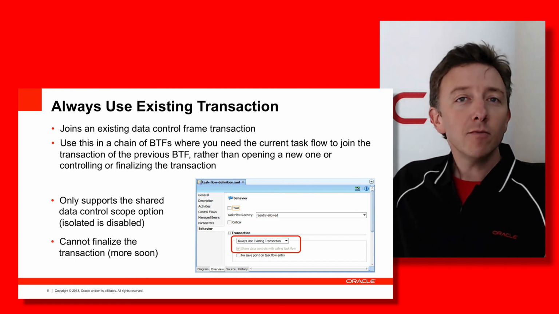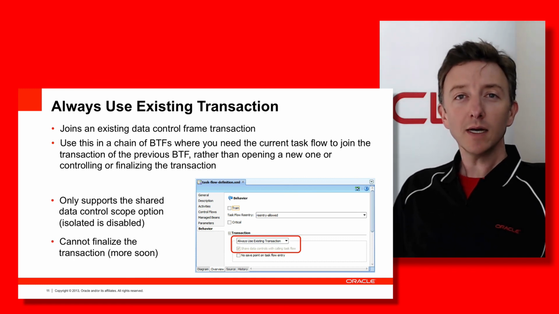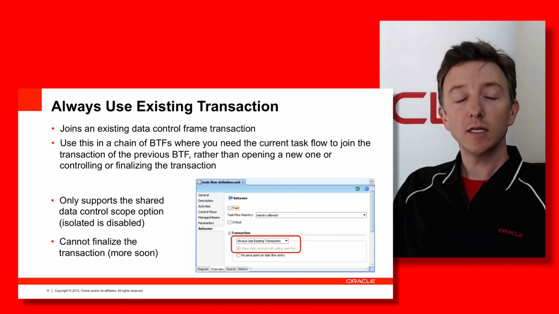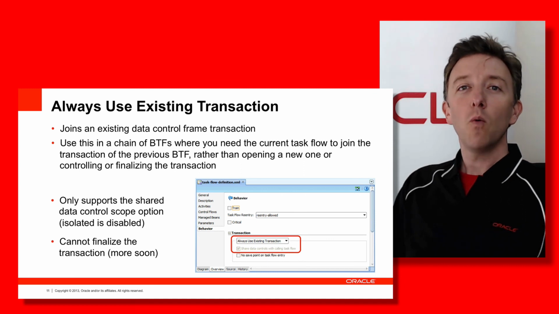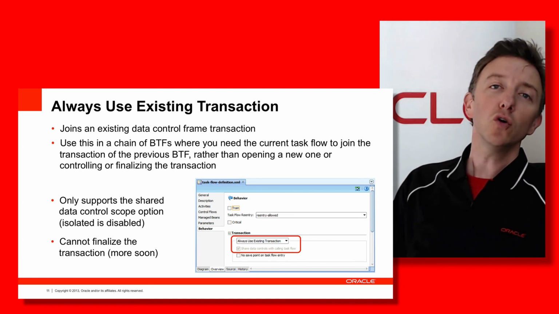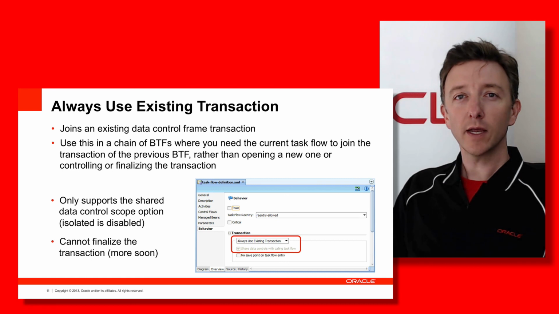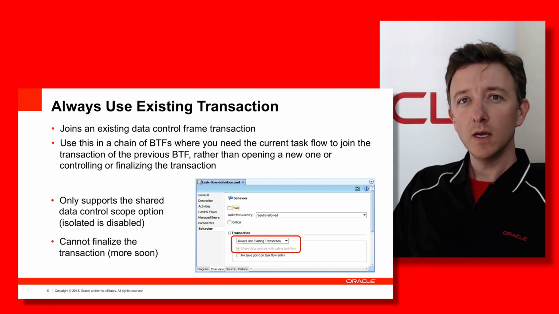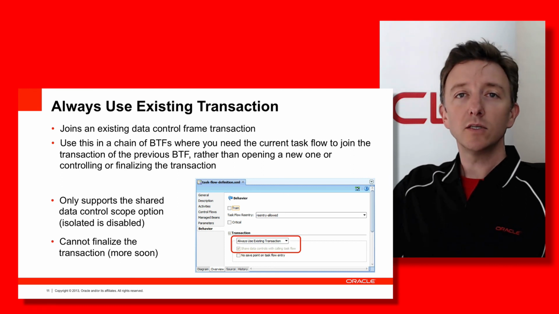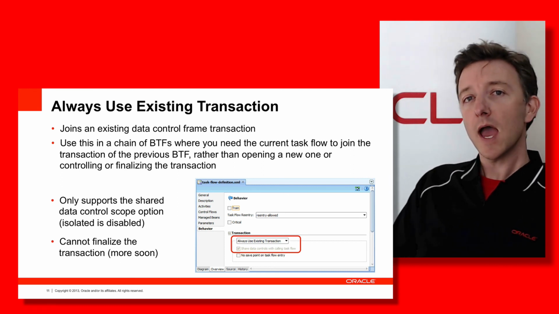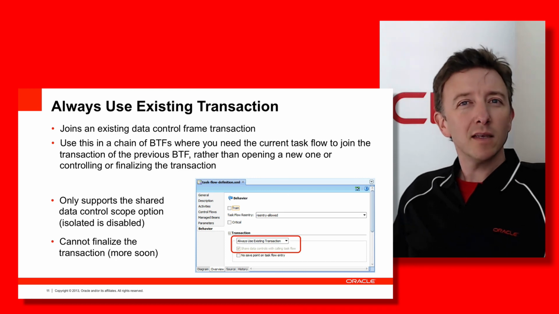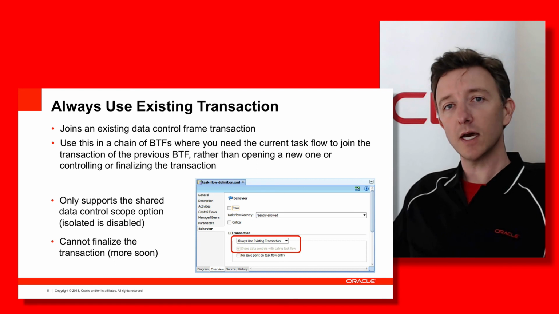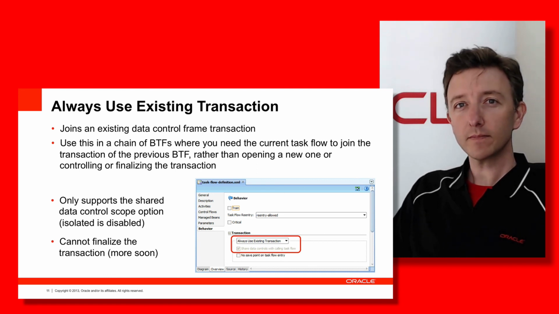Why? Again, remembering what the shared data control scope does, it says that effectively the current bounded task flow and its associated data control instances want to share or join the current data control frame rather than creating a new one, which would create a boundary of our transactions. So it makes perfect sense why the data control scope option is set here, and obviously again you can see this sort of symbiotic relationship between the transaction options and the data control scope options.